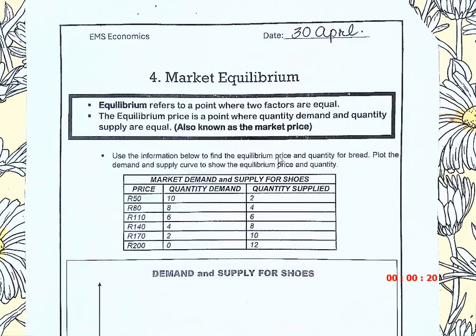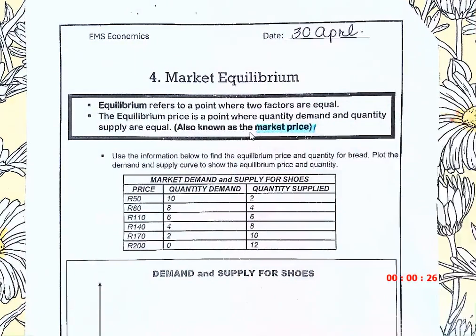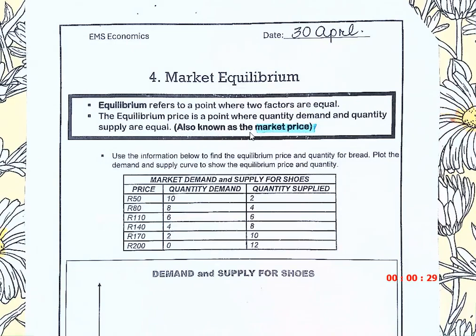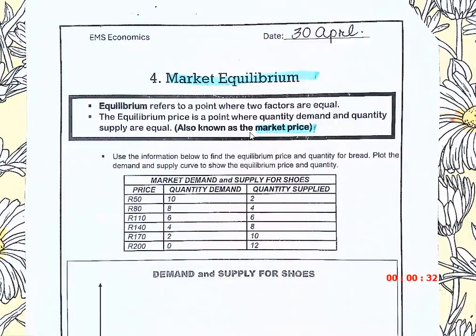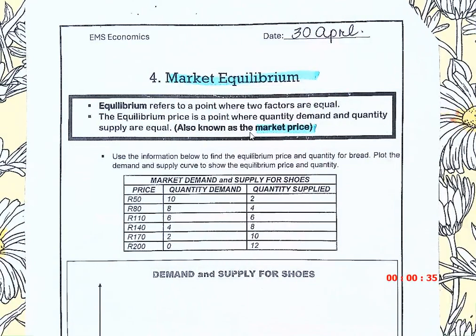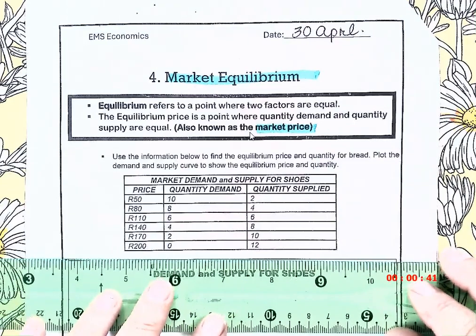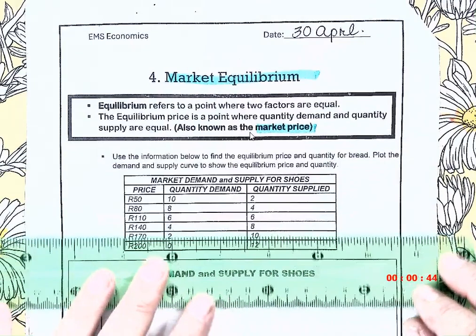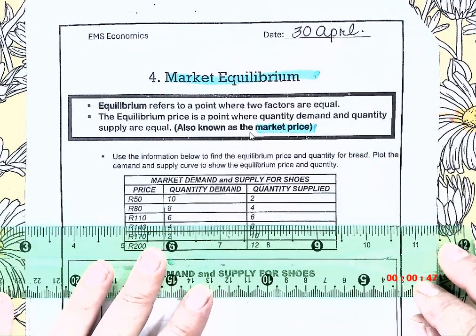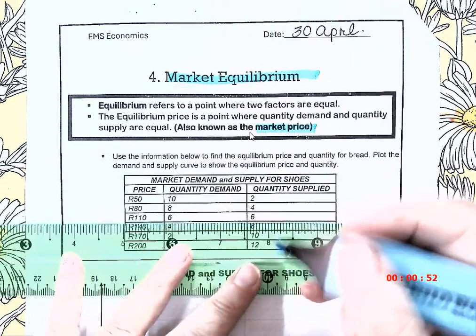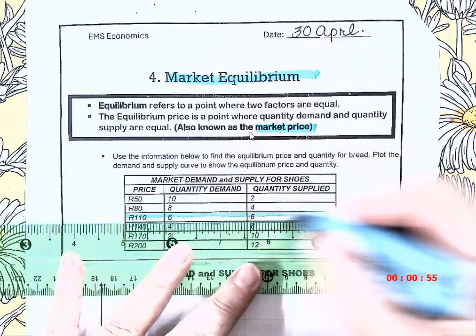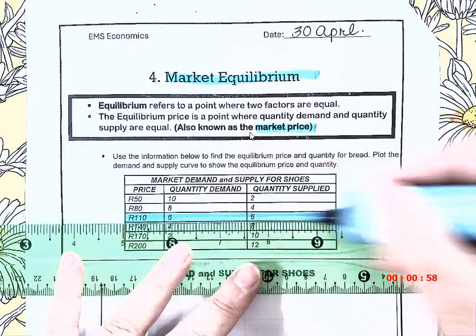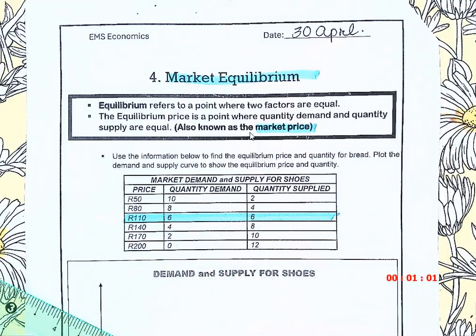So market equilibrium is where I calculate my market price. Okay, so market equilibrium is where I can see what is my market price. Now, if you look here at the table, can you see there at 110 Rand, the quantity is 6 for both demand and supply? In other words, I will have a market equilibrium here at 110 Rand. Can you see that? Okay.